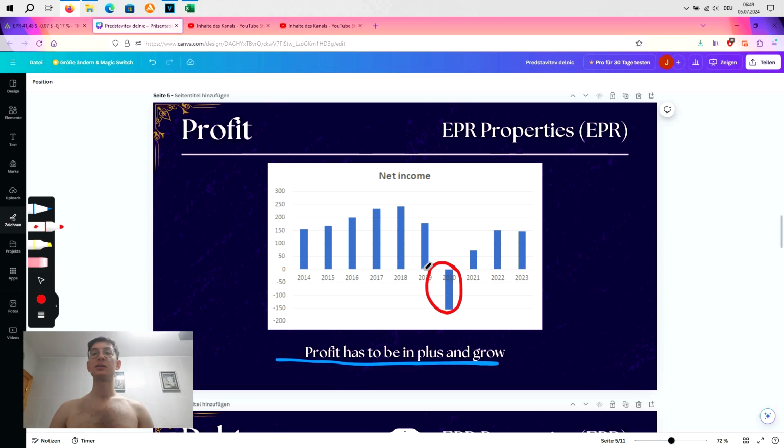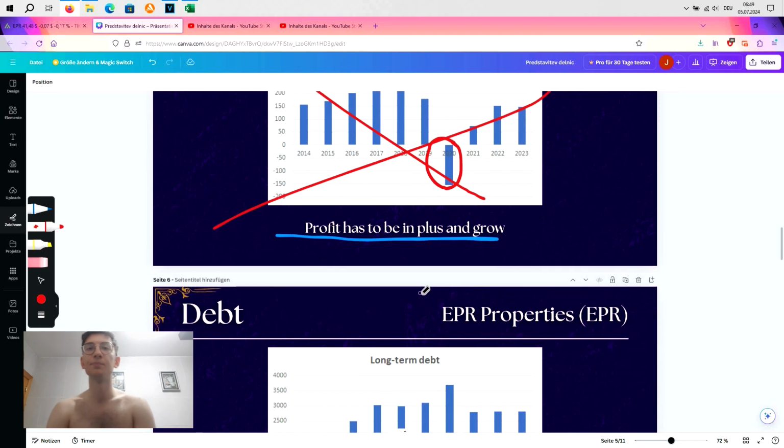Really, I cannot stress that enough, bro. Don't invest in companies that are making minus. You have to be harsh, and here we have to be harsh as well. They have minus, so no go. Chart is no, profit is no go, bro. We don't want that, okay?